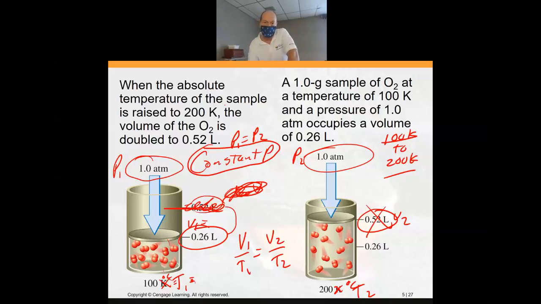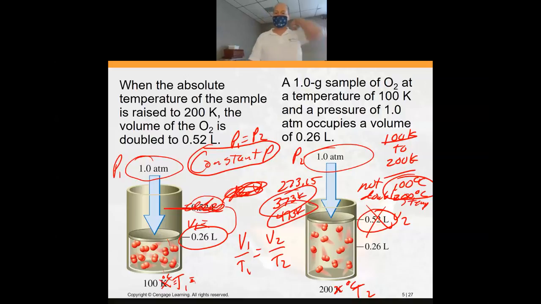Here's the tricky part. You go from 100 degrees Celsius to 200 degrees Celsius. This is not doubling the temperature. You must convert this to Kelvin. So 273.15 plus 100, you're going from 373 Kelvin, and then instead of adding 100, you add 200 to get 473 Kelvin. This is not doubling. 373 times 2 is not 473, it's 700 and something. So you have not doubled your temperature.